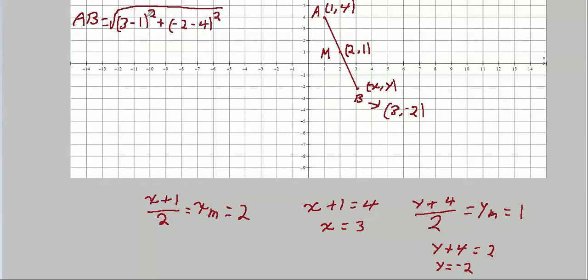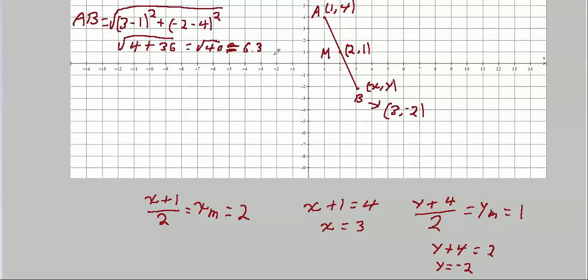3 minus 1 is 2 squared. That's 4. Minus 2 minus 4 is minus 6. The negative sign just goes away, and we get 6 squared, which is 36. Remember, when we're squaring things, we can kind of drop the negative signs. So we get the square root of 4 plus 36, square root of 40, and that's about 6.3 to the nearest tenth.